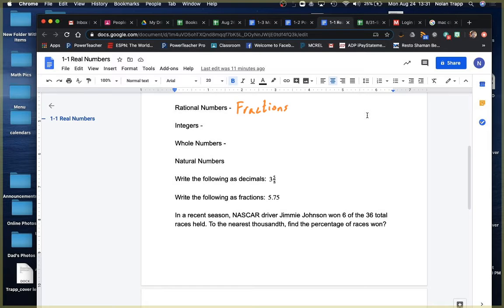Anything you can represent as a fraction, like 5 over 1, 8 over 3, 35 over 6. Anything that you can make in a fraction, even technically improper fractions or even mixed numbers, those are all rational numbers because in the end they could be represented as fractions.